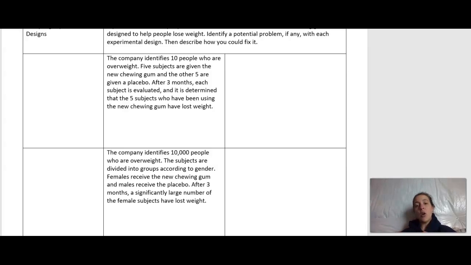So one thing that I noticed that would make this less valid is 10 people is not a very large sample size. So that would be my problem here with this experimental design, that my sample size was much too small. In order to fix that or make it better, I would greatly increase the number of people in my subjects or the number of people in my groups.